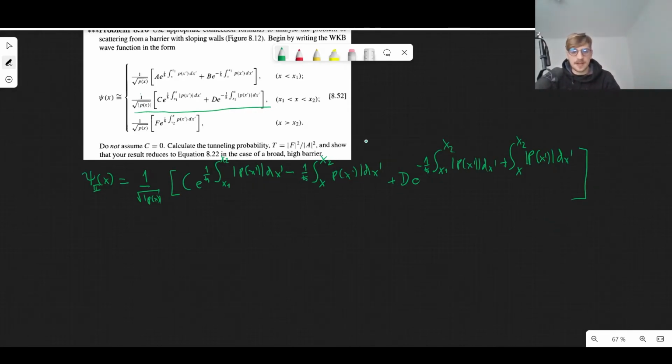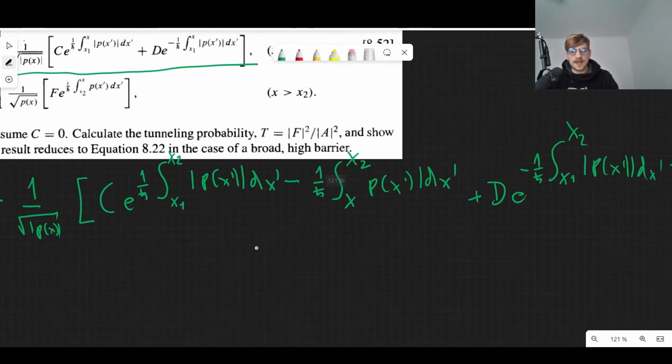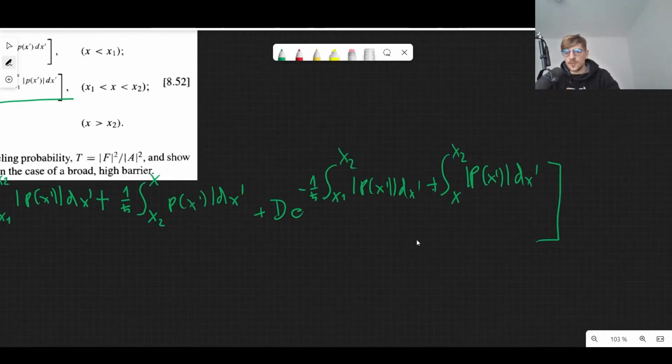Now what we want to do is we can get rid of this minus sign here and simply switch the limits of integration. So go from x2 to x instead of x to x2, and we simply put a minus, right? Because the integral of something from a to b is the same as minus the integral from b to a, right? So that's what we're doing here. And doing the exact same thing on the other side, we change the limits of integration from x2 all the way to x, but we have to put a minus sign in front.